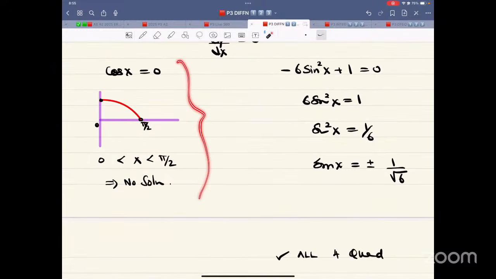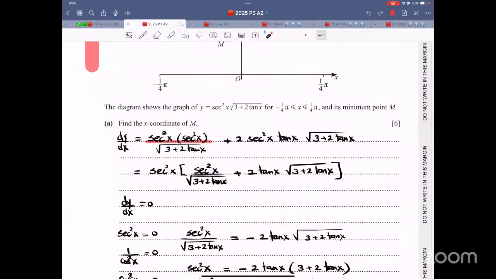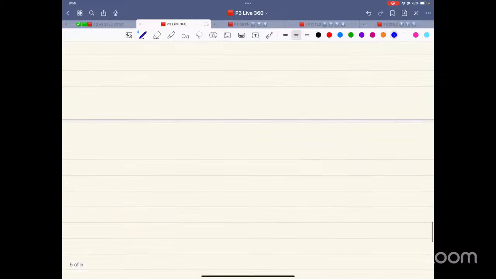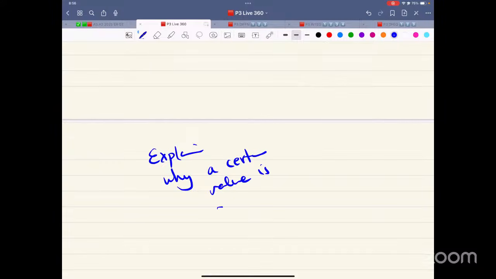So also state why you are rejecting something. So now that needs to be stated. So let me remove this one for right now. So explain why a certain value is rejected.